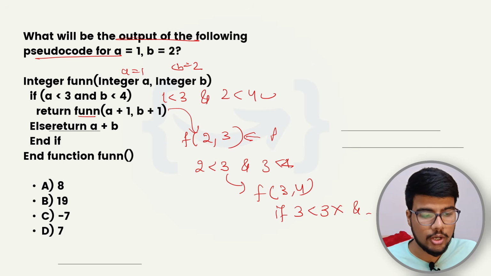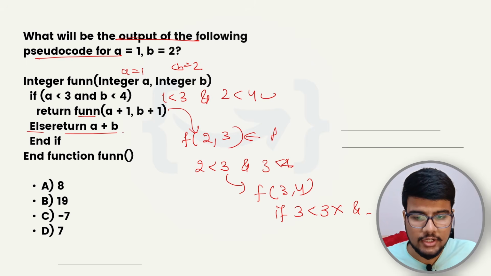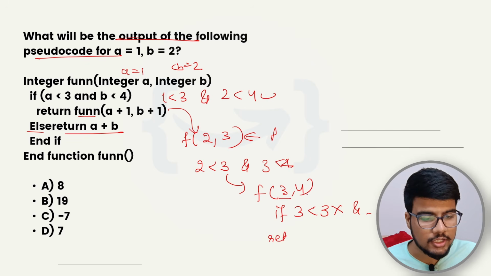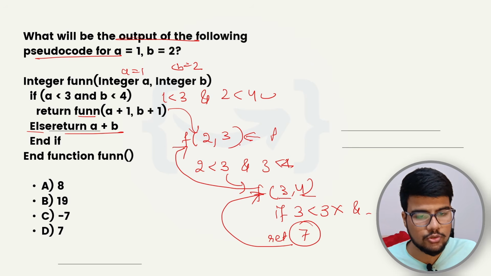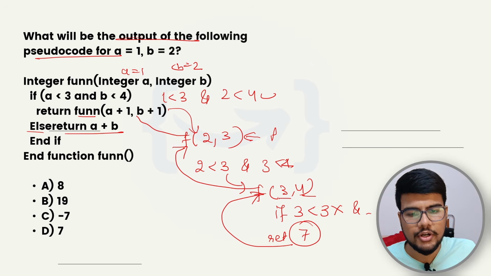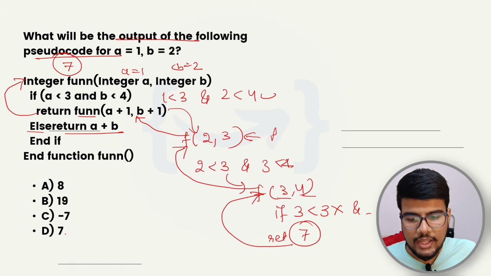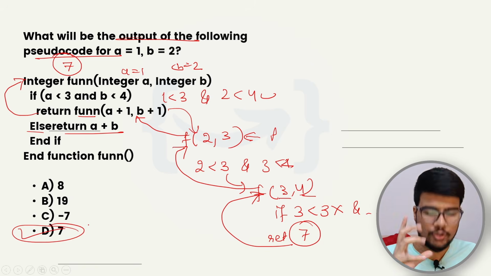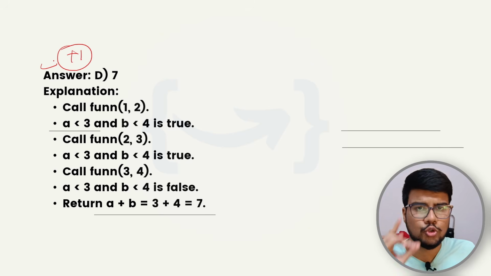So I don't need to compare the other one because it's an AND operator. Now I will see else, return a plus b. Okay, so I need to return a plus b. Now here 3 plus 4 is 7. So I will return 7 to this function call, and this function call will return 7 to the previous function call, and so on, and you will get 7 as a result. I can see 7 is there, so D would be the right answer. So yes, it is correct guys, +1 if you marked this question right.